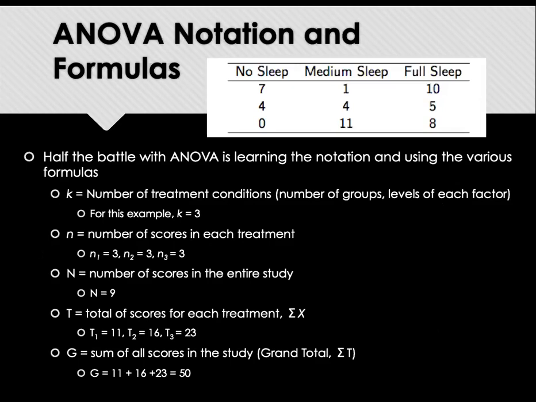So K is the number of treatment conditions, the number of groups, or the levels of each factor. So if you look up here, I have an example here.